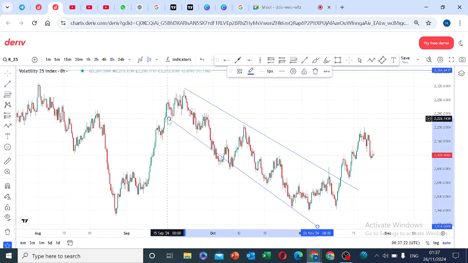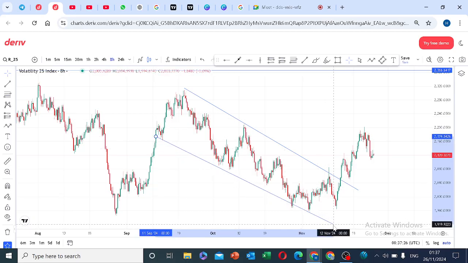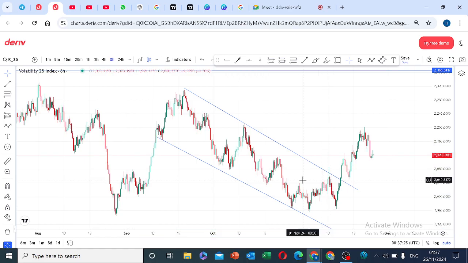So during this particular wave here, market actually was going to the downside. You understand? During this wave, market was going to the downside. This now is a downtrend. You understand?